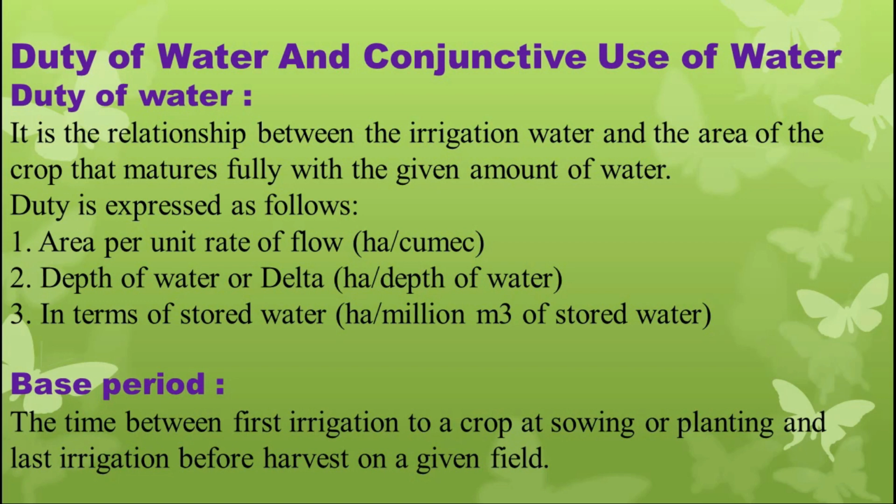Base period. The time between the first irrigation to a crop at sowing or planting and the last irrigation before harvest on a given field is called the base period. That means the base period is nothing but the time between the first irrigation and the last irrigation.